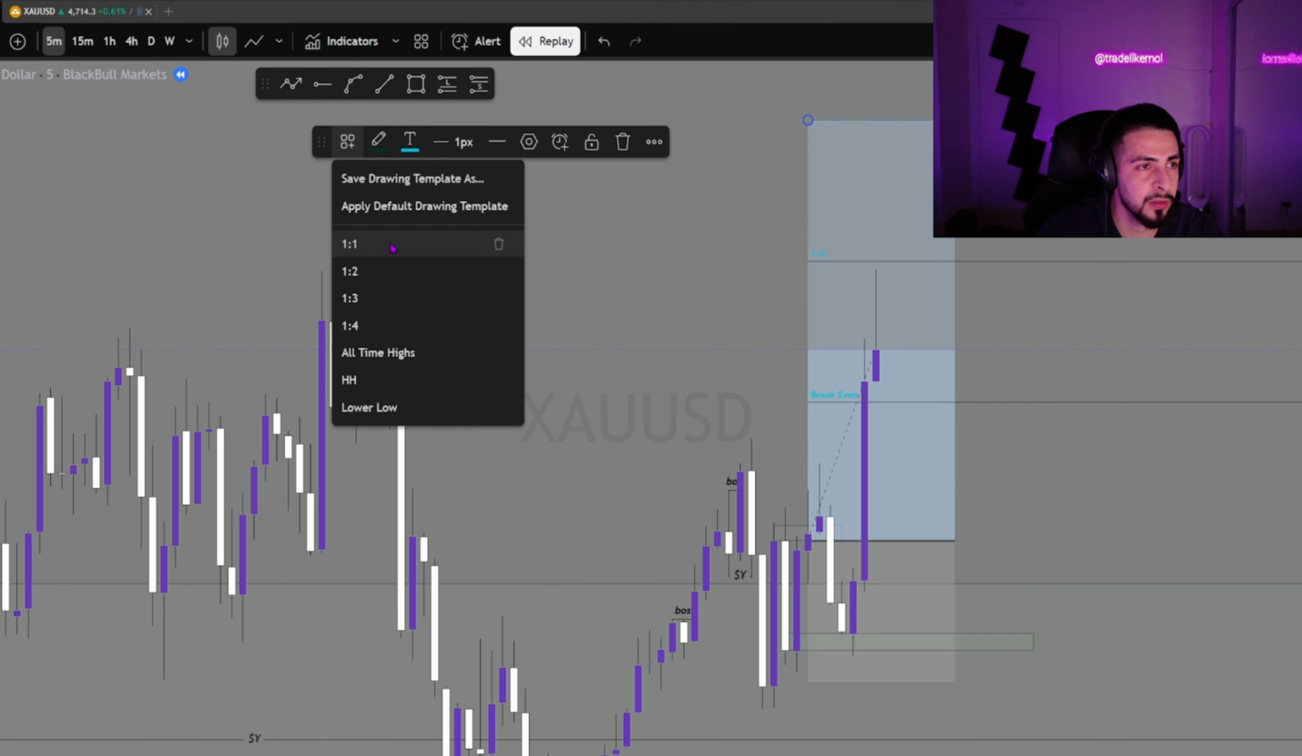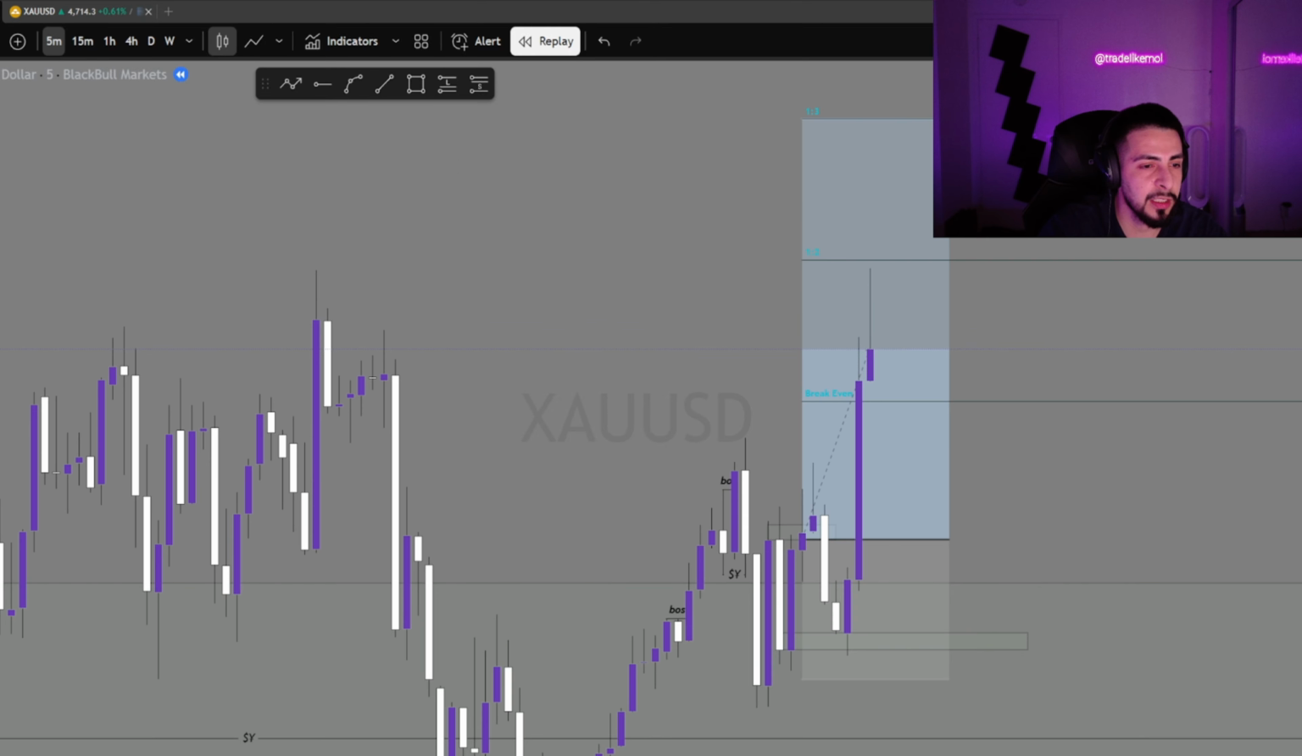So let's see, 1-to-3 there, and this trade just shot up and just hit 1-to-3. That was a beautiful trade, beautiful setup, and this was during Asia session. Obviously I trade Asia session, but this was a very A+ setup for me.